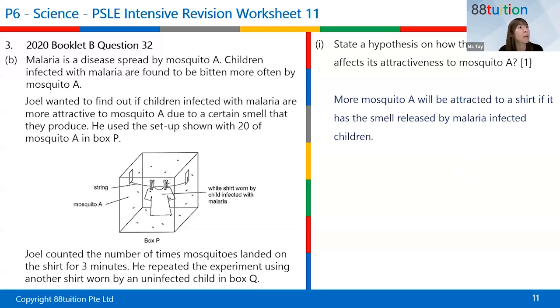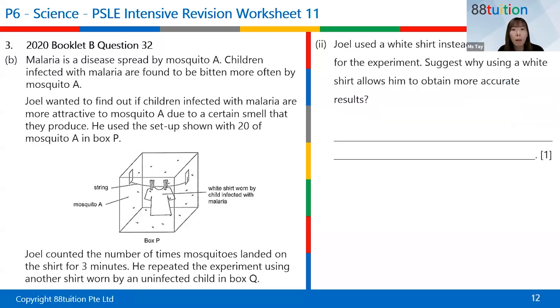Okay, you say that shirt with a stronger smell. What kind of smell are we talking about? Also, you have to indicate what kind of smell. Okay, it must be the smell released by what? Okay, malaria infected children. So something like that you've got to be very careful about.